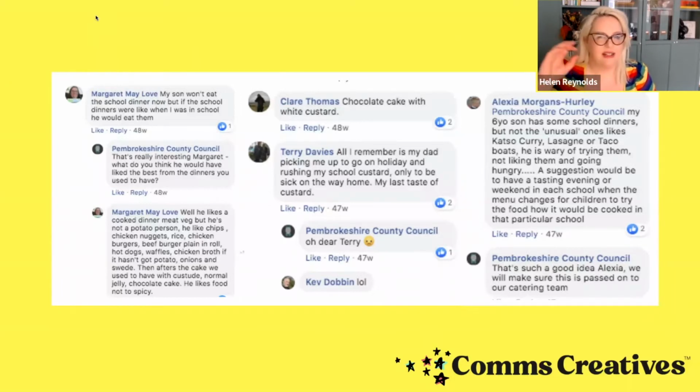Claire says she likes chocolate cake with white custard. Terry says something about how he was sick on the way home after having custard. And Pembrokeshire County Council come back in and all they say is, oh dear, Terry. And then someone else sees that and says, lol. So already you're seeing that some things don't really need commenting on, but they should be commented on if you can, because it's polite and it helps people to keep that conversation alive and join in.